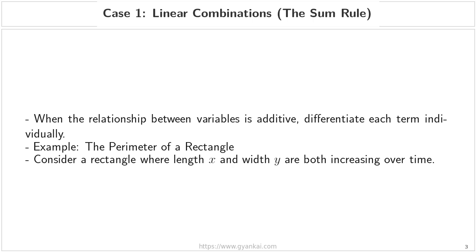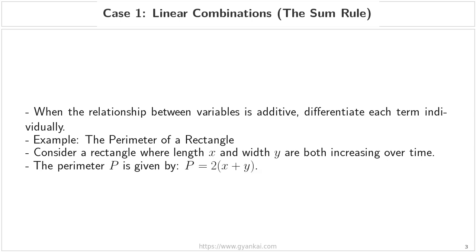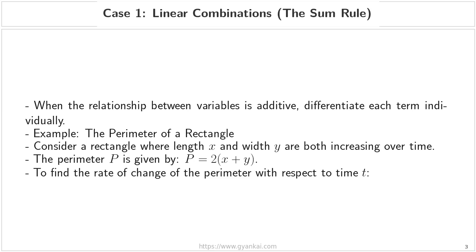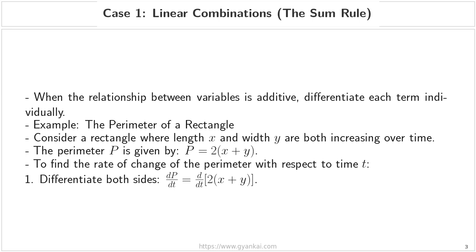Imagine a rectangle where both the length, represented by x, and the width, represented by y, are increasing over time. The formula for the perimeter, p, is given as p equals 2 times the quantity x plus y. To find the rate at which the perimeter is changing with respect to time t, we follow a 3-step differentiation process. First, we differentiate both sides of the equation. This gives us the derivative of p with respect to t equals the derivative with respect to t of 2 times the quantity x plus y.